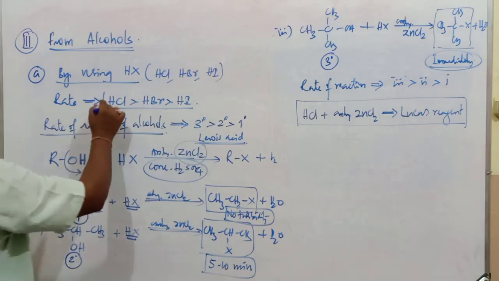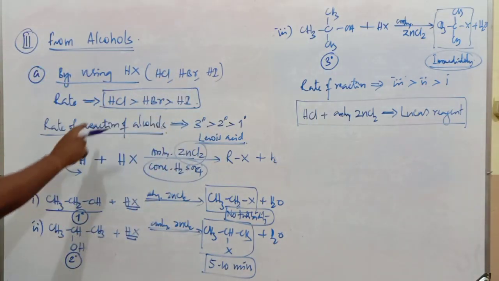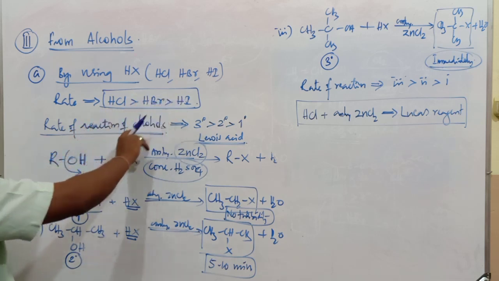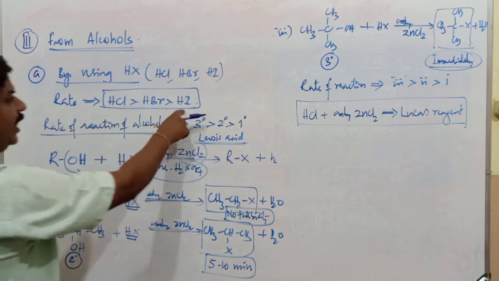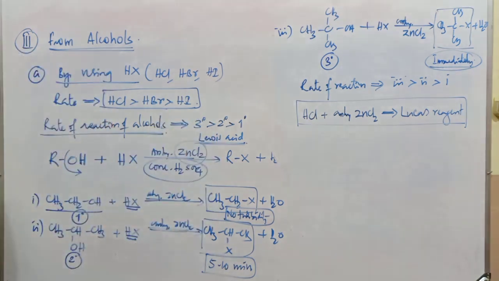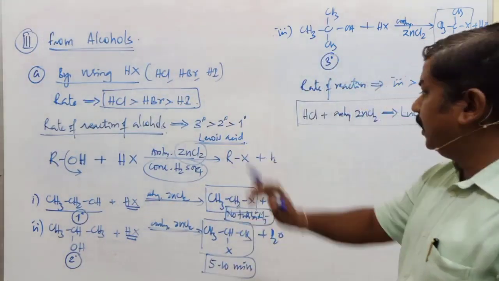Suppose you take different types of hydrogen halides, as I already mentioned, hydrogen chloride is going to be more reactive when compared to hydrogen bromide, which is more reactive when compared to the corresponding hydrogen iodide. So this is one of the methods for the preparation of these halogen derivatives from the alcohols.